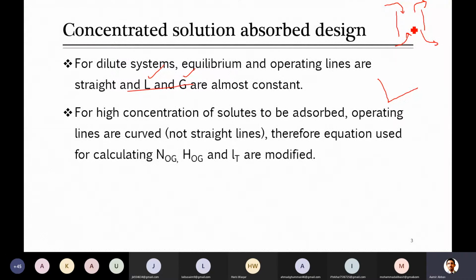So due to this, when you later calculate the height of the packed tower, the number of transfer units or height of transfer unit, and all other calculations which you have done so far, they will not be correct for this system. There will be flaws in the calculation.